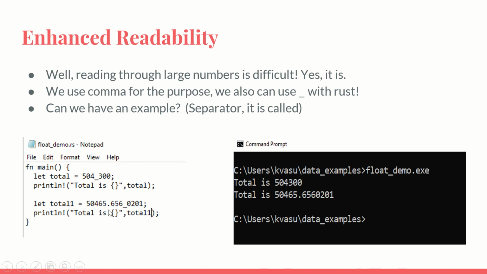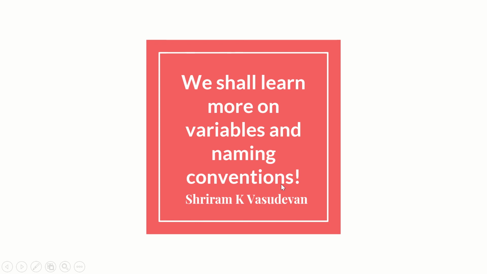Similarly, 50465.656 underscore 021 is as good as 50465.656021 continuously. So wherever you want to have a separation done, wherever you want to have readability enhanced, you can go with this. This is one of the very important points that I thought I should include in this session.